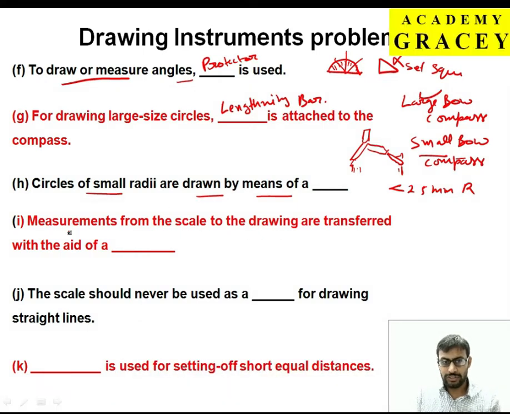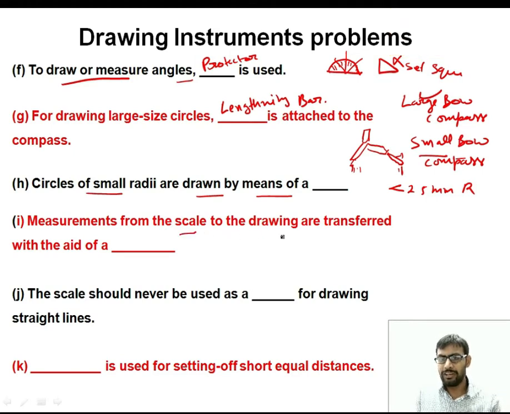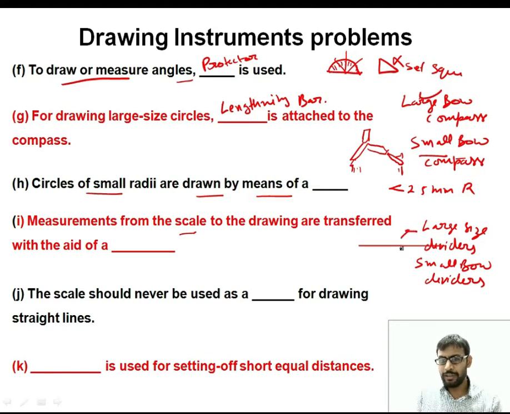Next is measurements from the scale to draw or transfer with the aid of. Basically, the question is measurements from the scale. When we measure some dimension on the scale, and we transfer this dimension on the drawing, what will we use? Basically, I already talked about that. We have the large size dividers. Second, we are talking about the small bow dividers. So in this case, what option will be there? So we can measure the scale to draw the transfer with the aid of the large size dividers.